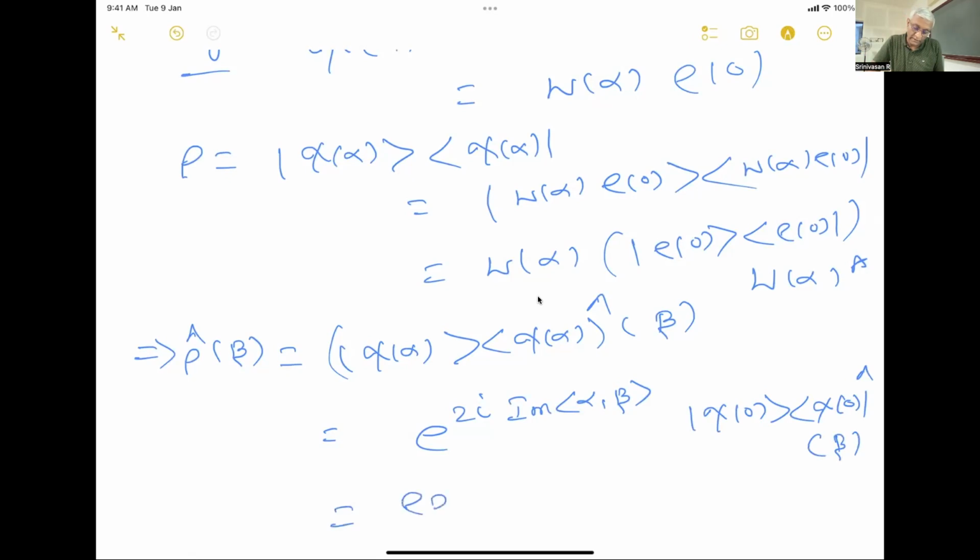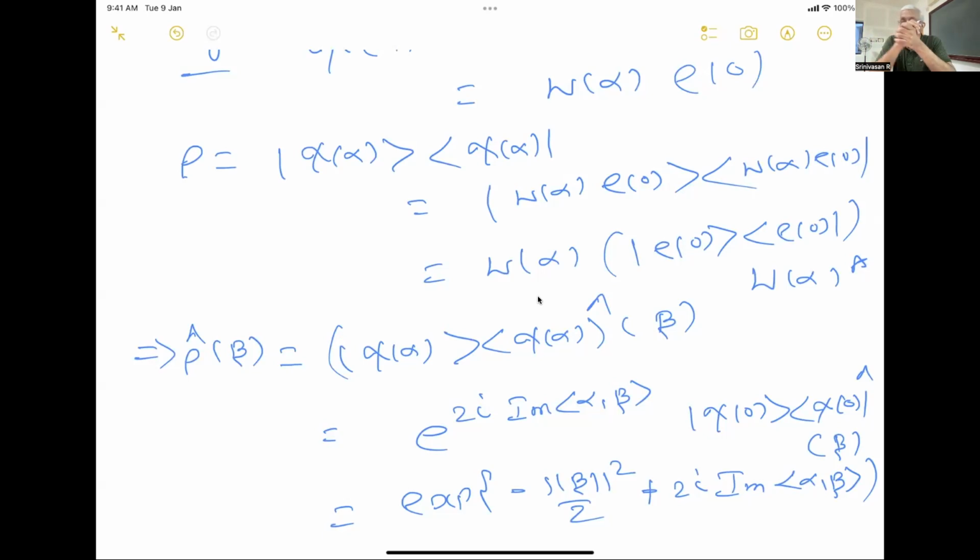So which is going to be exponential, I'm writing it like this, minus norm beta square by 2 plus 2i into the imaginary part of alpha and beta. If you want, you can write it as minus 2i imaginary part of beta alpha, because if you conjugate the inner product, the imaginary part will become minus. Then you will see that this is also Gaussian, but the mean is not 0. Earlier it was standard Gaussian. Here the mean is not 0.